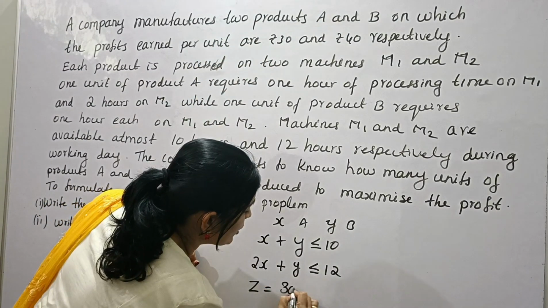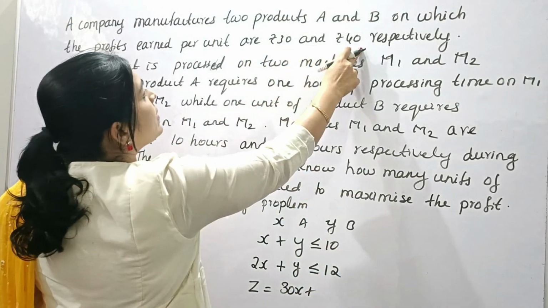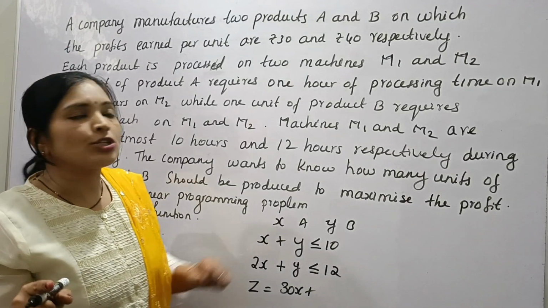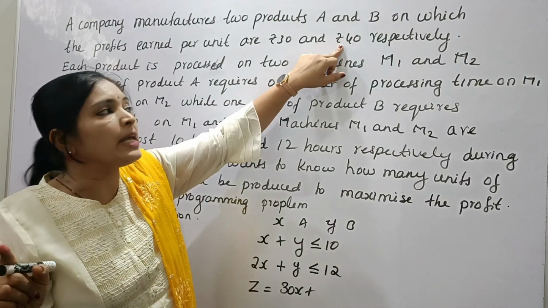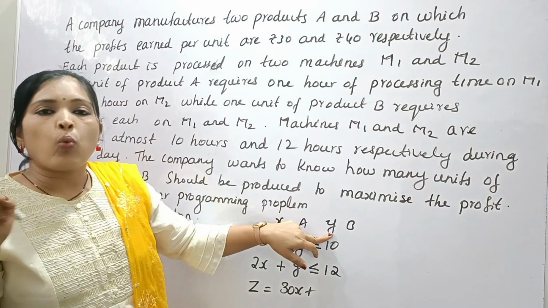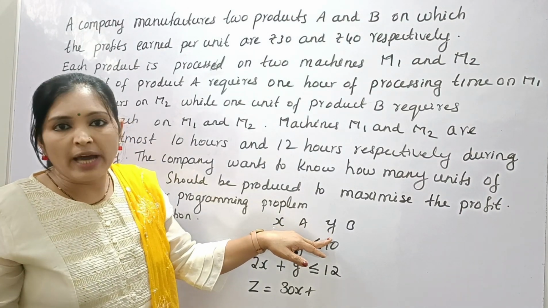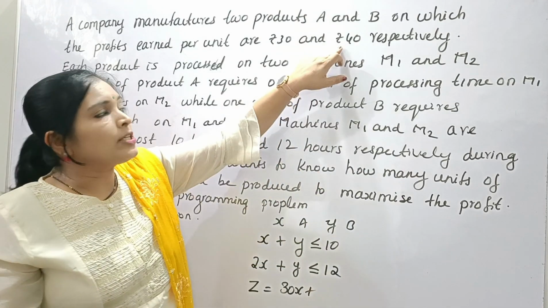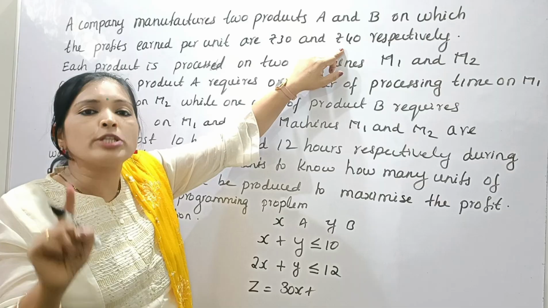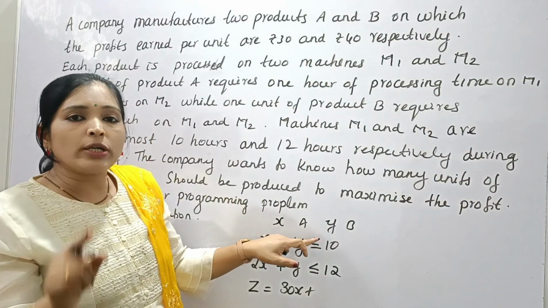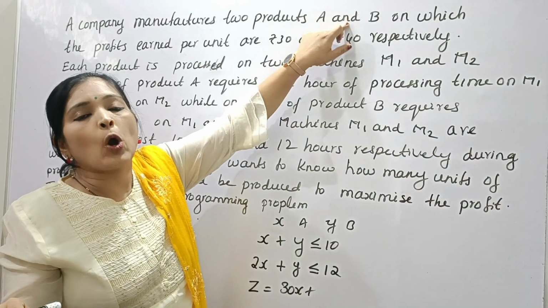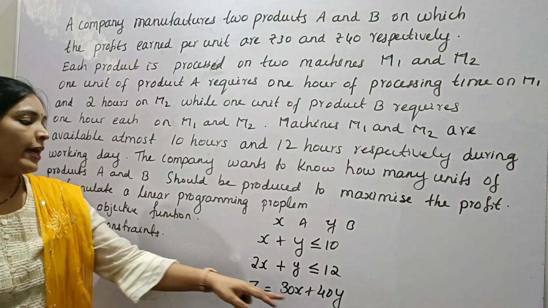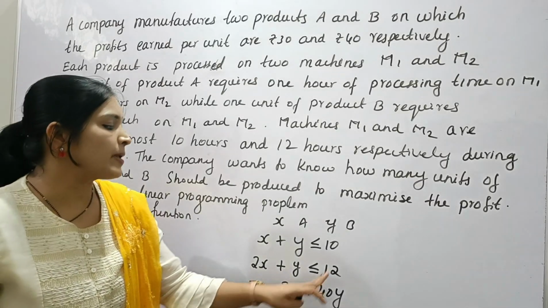Plus, the profit of 1 unit of product B is 40. Y is the number of units of product B, and rupees 40 is the profit of 1 unit of product B. Therefore, total profit for product B is 40Y. Therefore, the profit Z is equal to 30x plus 40y.